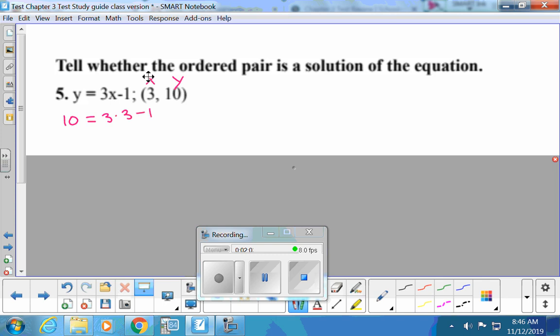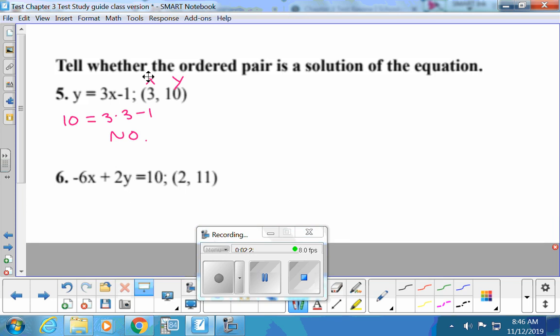I've already heard some people going, that's not going to work. It's going to be 9 minus 1. 9 minus 1 is not going to be 10. So, if you put it in backwards by accident, it would work? No, because it'd be 10 times 3, which is 30, minus 1, which is 29. So forwards and backwards, this is not going to work.